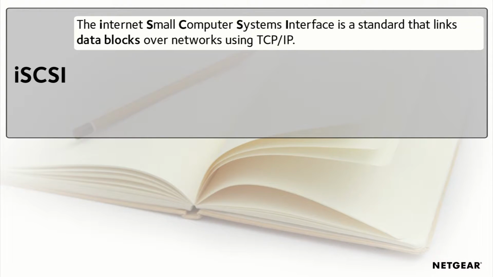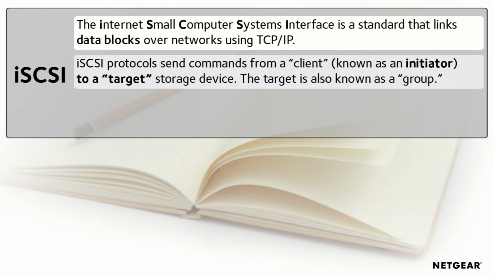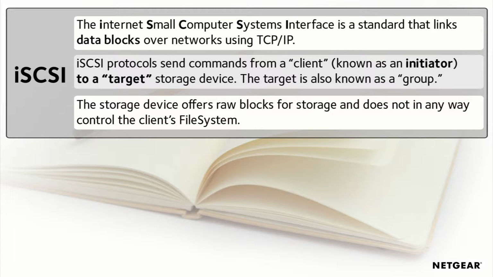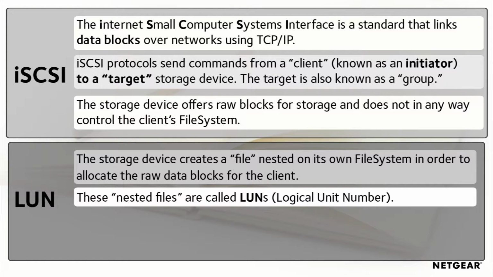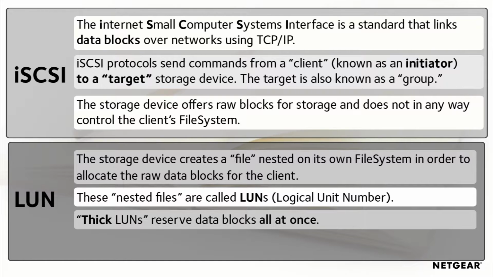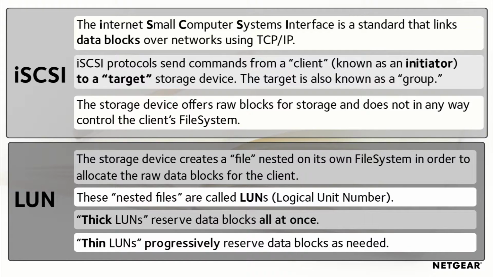The Internet Small Computer Systems Interface is a standard that links data blocks over networks using TCP/IP. iSCSI protocols send commands from a client, known as an initiator, to a target storage device. The target is also known as a group. The storage device offers raw blocks for storage and does not in any way control the client's file system. The storage device creates a file nested on its own file system in order to allocate the raw data blocks for the client. These nested files are called LUNs, logical unit number. Thick LUNs reserve data blocks all at once, while thin LUNs progressively reserve data blocks as needed.